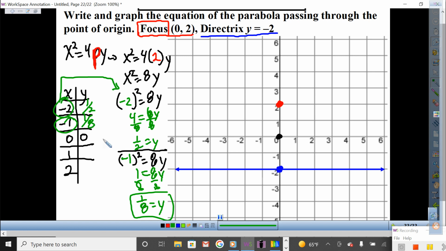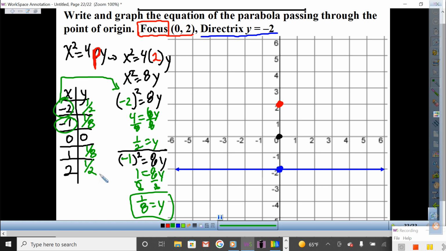Now, I only have to do that computation for 2 values. Why? Because it's a parabola, and it repeats on the other side. So what would I write here for 1? Yeah, 1/8. How about for 2? 1/2, yes.